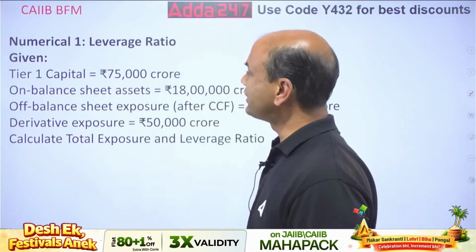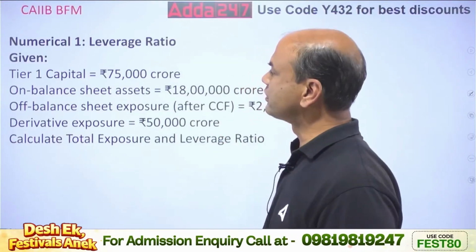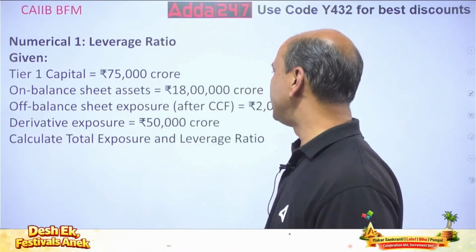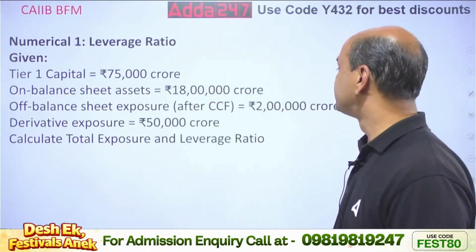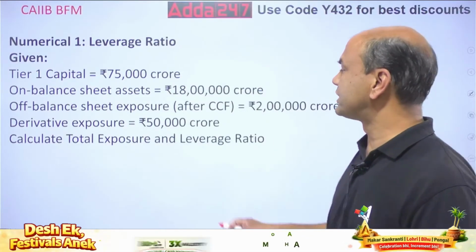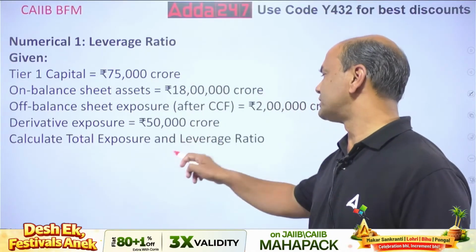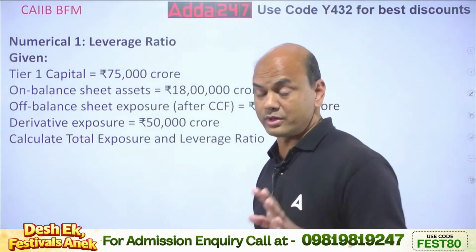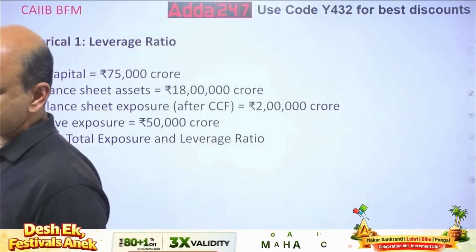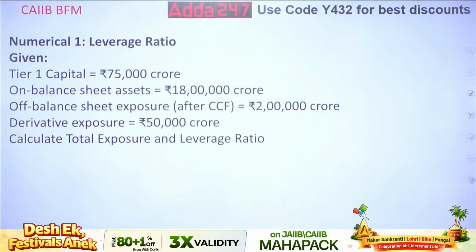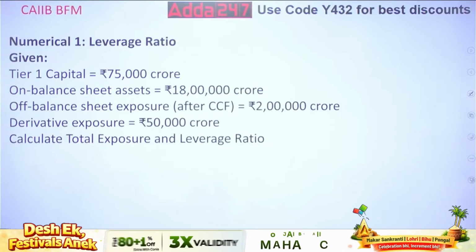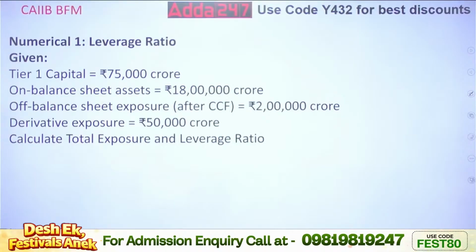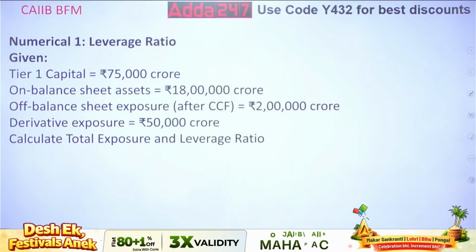Numericals. Leverage ratio. Tier 1 capital is given as 75,000 crore. On balance sheet assets are given as 118 lakh crore. Off balance sheet exposure after CCF is given as 2 lakh crores. Derivative exposure is given as 50,000 crores. Calculate total exposure and leverage ratio. Very, very important numerical. Try to solve this, everyone. How many of you can solve this? Try it. Tier 1 is 75,000 crore, on balance sheet 118 lakh crore, off balance sheet 2 lakh crore, derivatives 50,000 crore. Find total exposure and leverage.